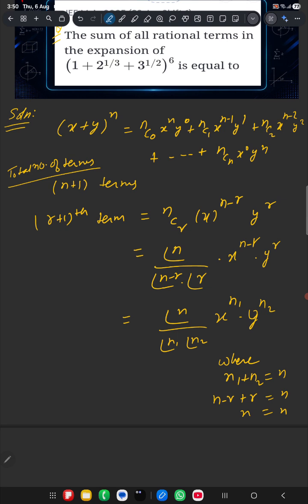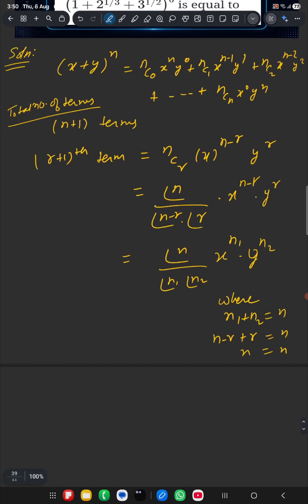So this is when you extend this theorem to the multinomial; this is for two terms, where two terms are there in the bracket. When you have more than two terms, then comes the concept of the multinomial theorem.